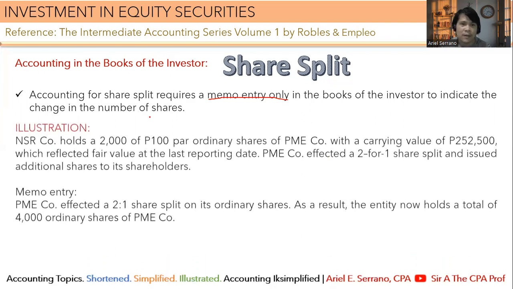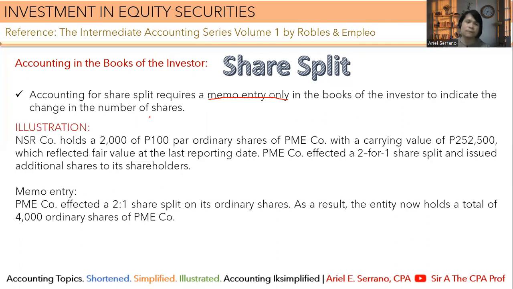So let's have an illustration here, but from the point of view of the investor. So si NSR company daw holds 2,000 of 100 par ordinary shares of PME company. Please take note, yung original investment niya in equity securities, measured at fair value, is 2,000 of 100 par. Pero yung carrying value ay 252,500. The carrying value, of course, ay based po doon sa fair value at the initial recognition. So, hindi po natin consider yung 100 peso par value. Magkano yung market value? Magkano po yan nabili? Yun po yung ating carrying value.